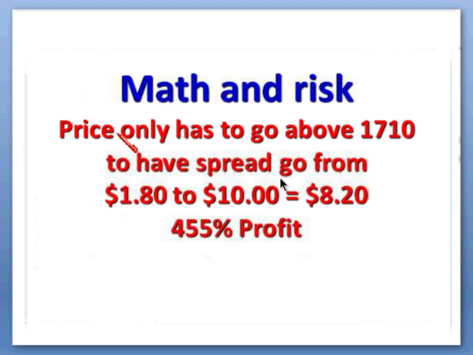The price only has to go to 1710 to have that $1.80 now go up to $10, or $8.20, or 450%. I think that's a 455% profit. So two things happen. One, my leverage was a heck of a lot better to make a lot bigger profit. And two, it only had to go up 10 points versus 30 points to make a much bigger profit.